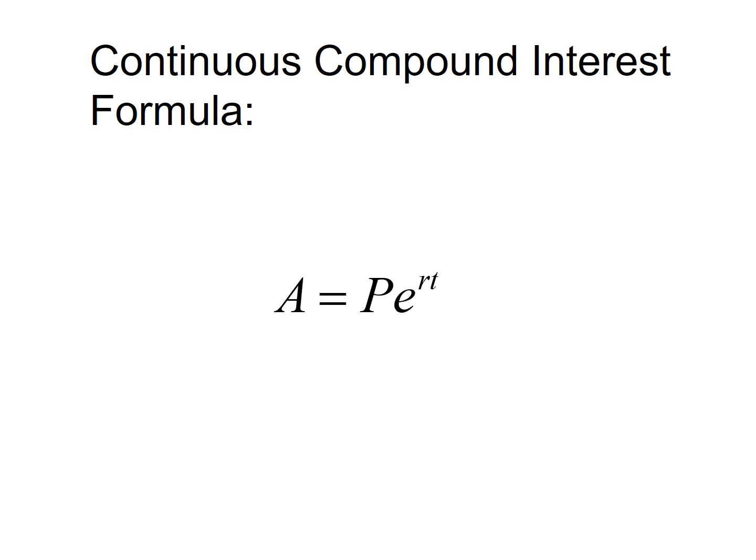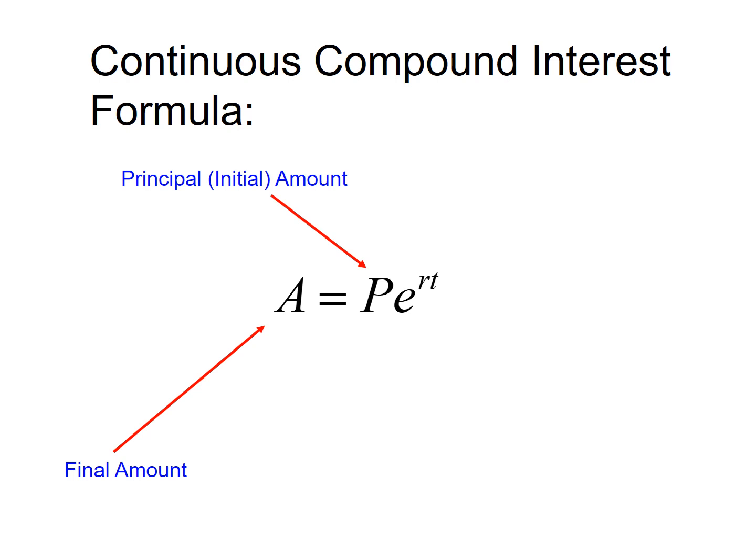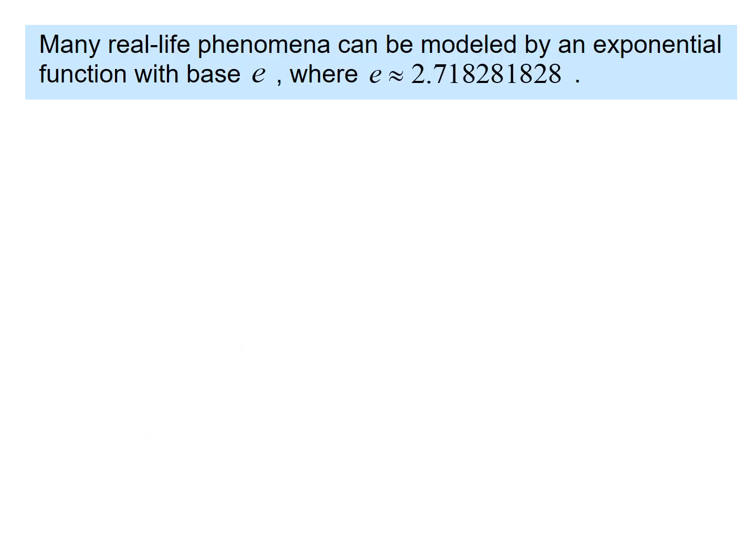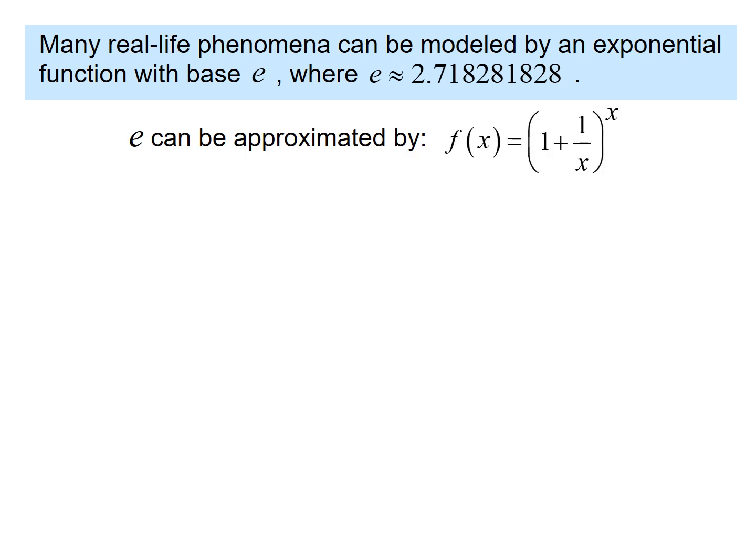So for continuous compounded interest, that's A equals P times e to the power of rt. So e is 2.718, and we'll actually look later in the year at where that number comes from. For now, we'll just use it. Here's kind of a glimpse into where it comes from.